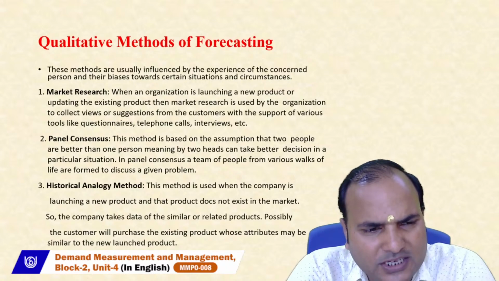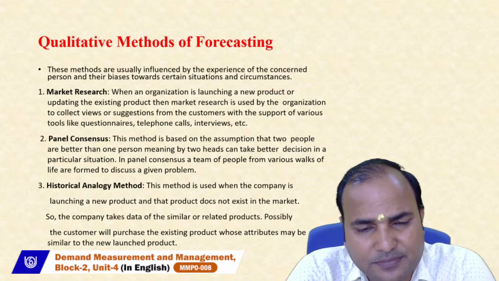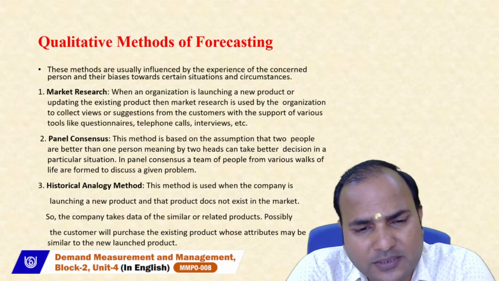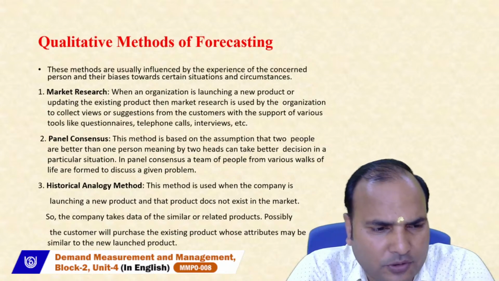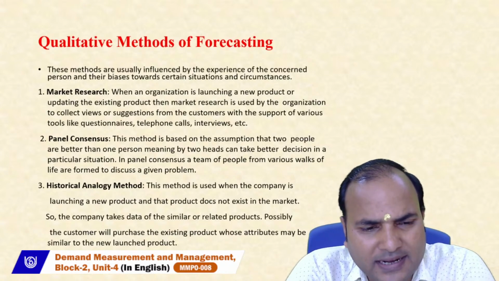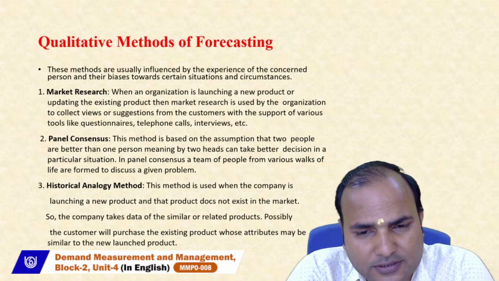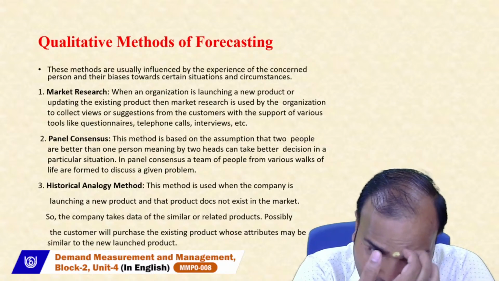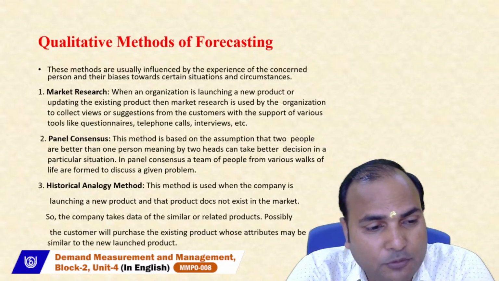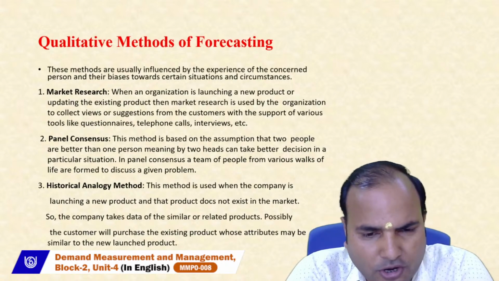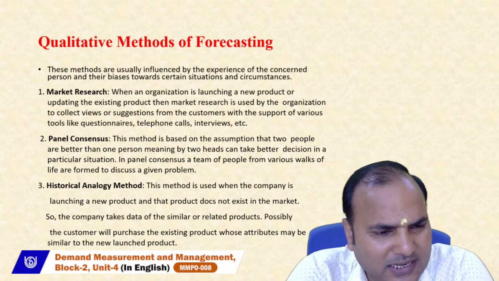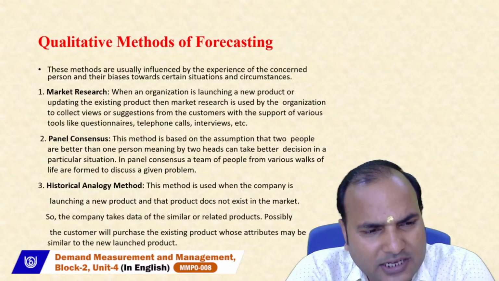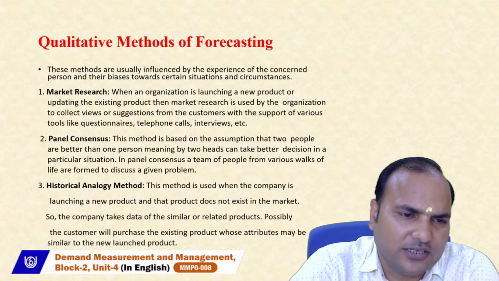So what did you understand from the historical analogy method? It is basically used when the company is launching a new product which does not exist in the market before that. So the company takes the data of similar or related products because that product is not available. And possibly the customers will purchase the existing product whose attributes may be similar. The product may be new, but the attributes may be the same or similar to the newly launched product. So in the historical analogy method, these are the things considered.